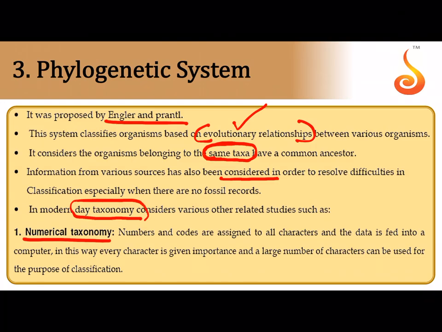In numerical taxonomy, numbers and codes are assigned to all the characters and the data are fed into the computer. So you keep feeding every single character and giving importance to it, and you can obviously store a lot of characters in your database, which will help you to classify, which will help you to create a comparison between the organism that you are studying and something that has already been described.